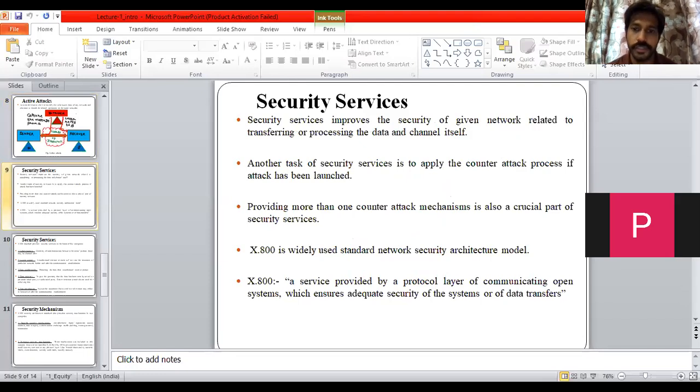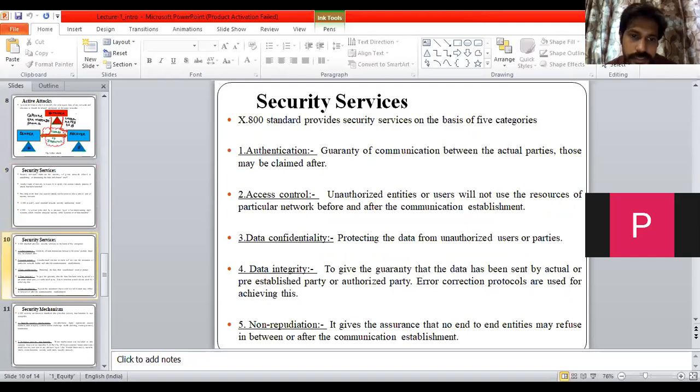Okay, so when we talk about the security services, the X.800 architecture has a predefined set of rules for providing the security services of any network. Even the counter-attack mechanisms are provided by the X.800 suite or architecture, and they are written in the form of different rules.